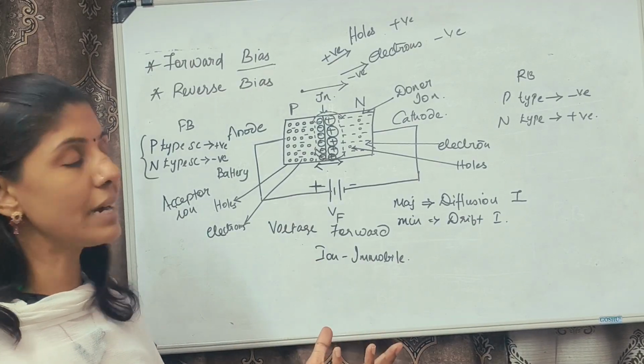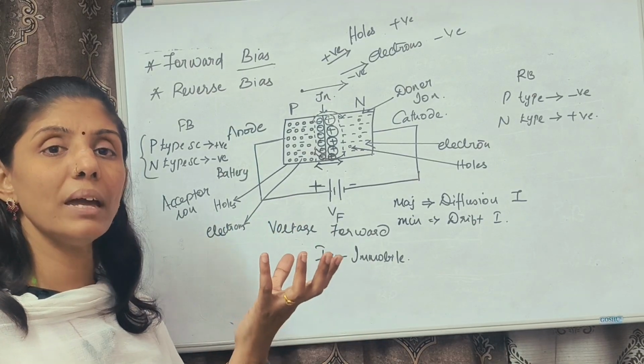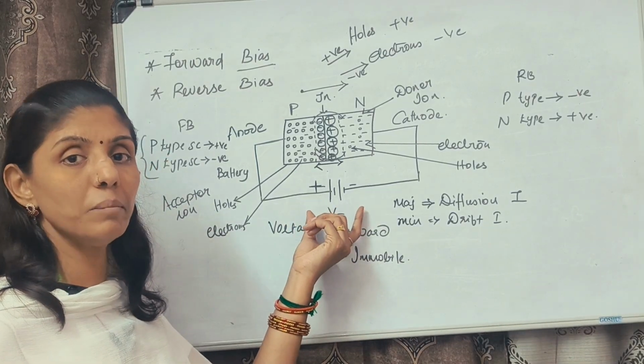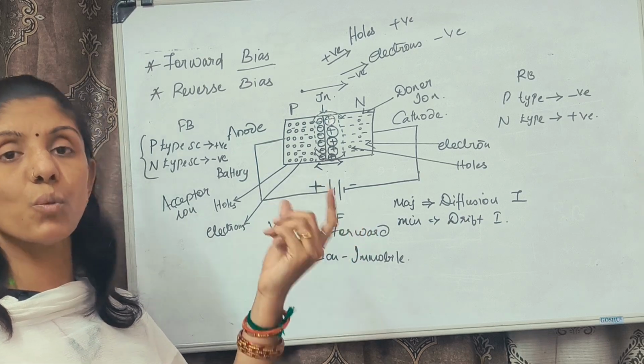In the unbiased condition, the depletion region will be more or less wide, okay? But once you apply the forward bias, what will happen?